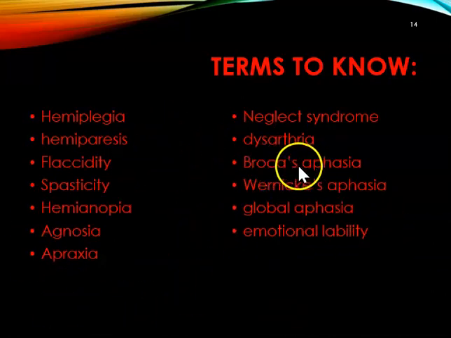I will mention these two types of aphasia here. So the Broca's aphasia, sometimes we refer to this one as expressive aphasia, and the Wernicke's, we sometimes refer to that as receptive. So you might see textbooks refer to it either way.